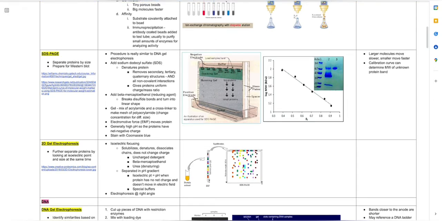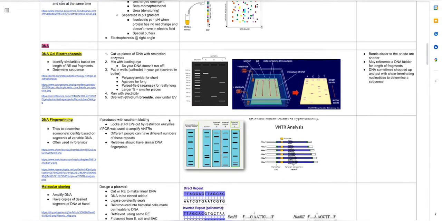So now we're going to look at some DNA techniques. The first one we'll look at is DNA gel electrophoresis, and this is really similar to SDS-PAGE from earlier when we were talking about proteins. The purpose of DNA gel electrophoresis can be to identify similarities in sets of DNA based on the length of restriction enzyme cut fragments.